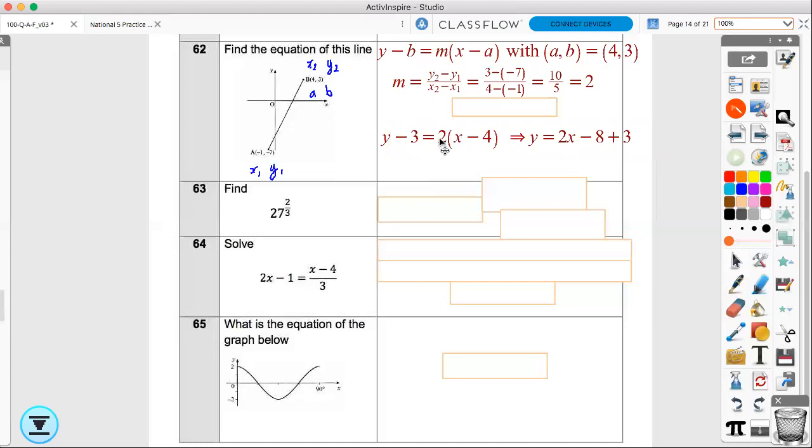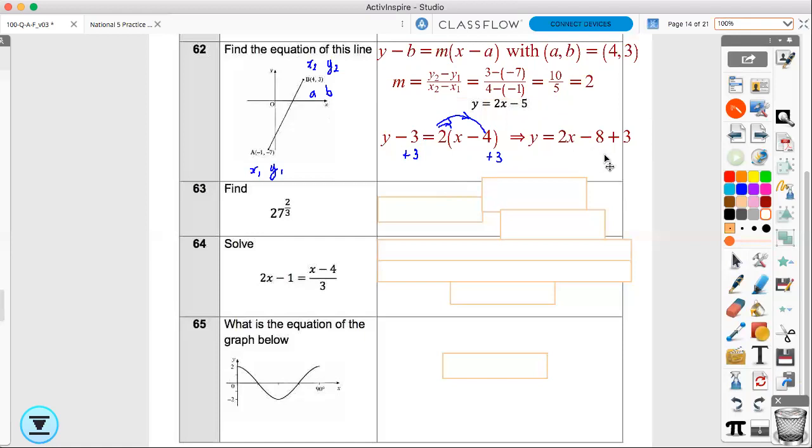y equals 2 times x minus 4. A common thing that gets missed is that when you multiply, you multiply not only the first parameter but also the 4. So it's 2x minus 8, and then the 3 goes onto the other side, or you add 3 to both sides. Then you end up with y equals 2x minus 8 plus 3, which is y equals 2x minus 5.